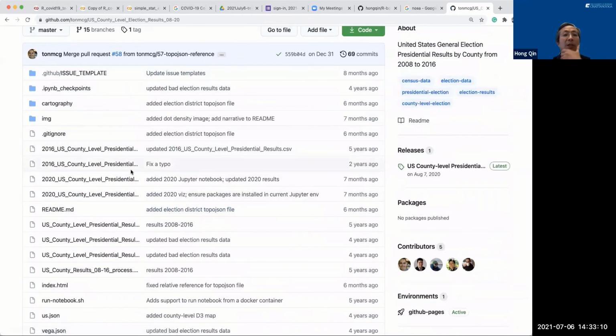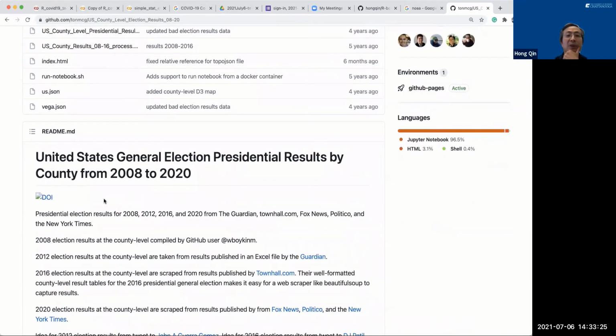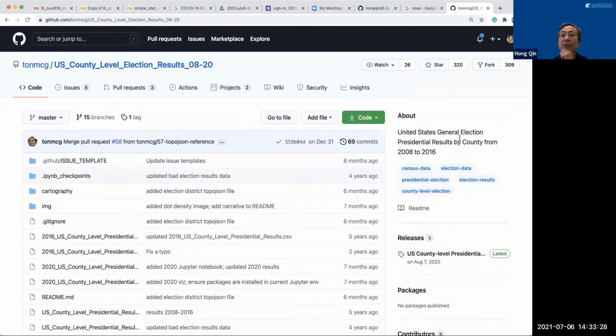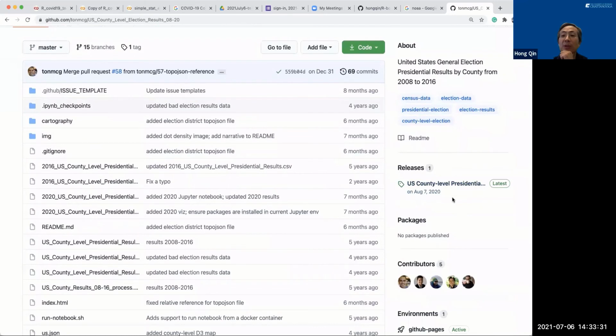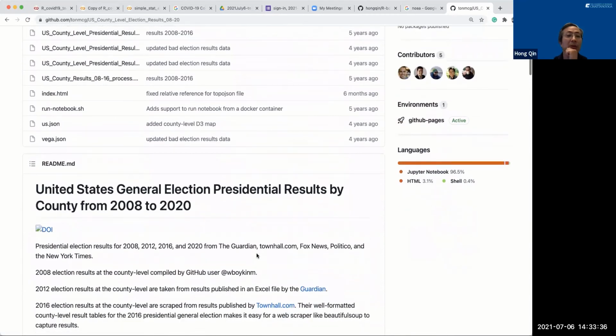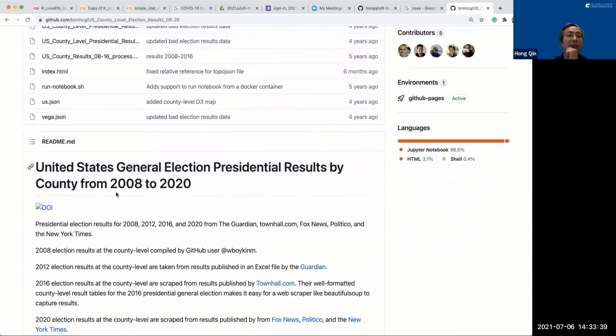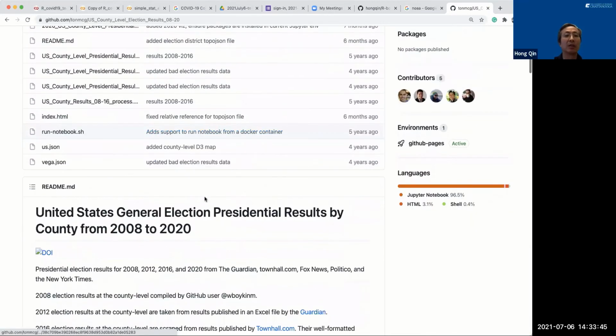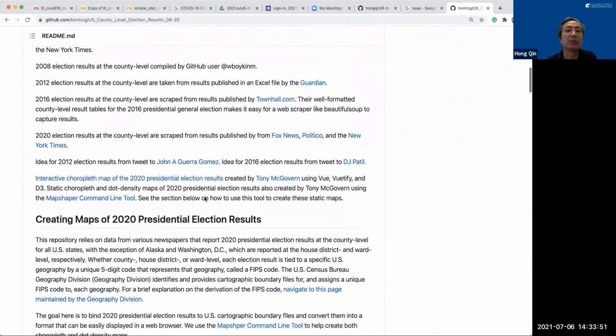It's actually really a lot of other things. I think that's the 2016 presidential result. But that said, I don't think this person is anything related to official. I think this is just so-called open source. This is the United States election result by county from 2008 to 2020. So how many terms are there? 2008, 12, 16, 20, four election results. So yeah.